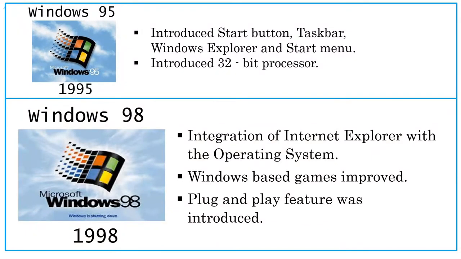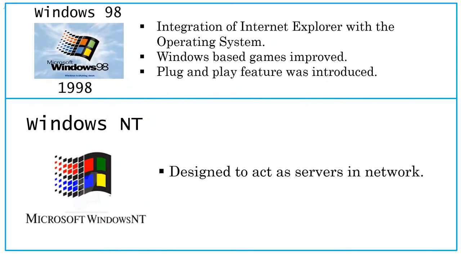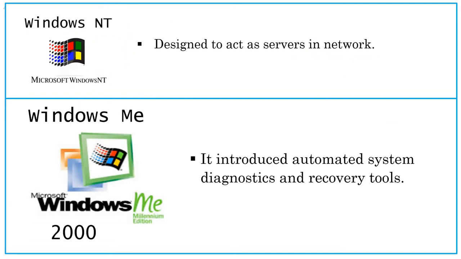Windows 98 in 1998. Integration of Internet Explorer with the operating system. Windows-based games improved. Plug and play feature was introduced. Windows NT. This was designed to act as servers in network. Windows Me in the year 2000. It introduced automated system diagnostics and recovery tools.